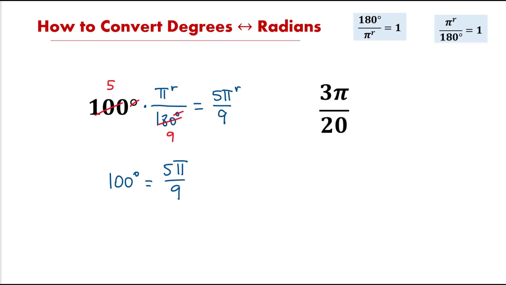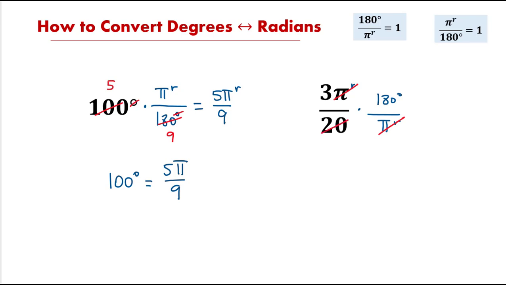Now let's try our second example. Here we have 3 pi over 20 radians. I'm going to add the symbol. And we need to convert to degrees. This means that we want radians to be cancelled. And since I have pi and radians on the top, I'm going to use a ratio that has pi radians on the bottom to cancel them. The given number I will be multiplying by 180 degrees over pi radians. This will allow me to divide out pi radians and simplify some other numbers.